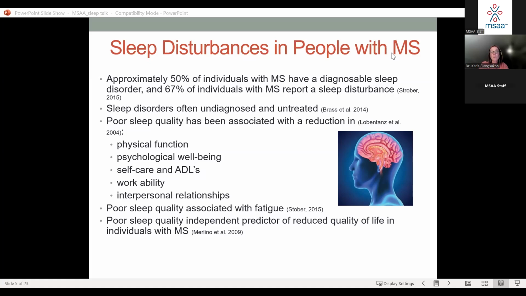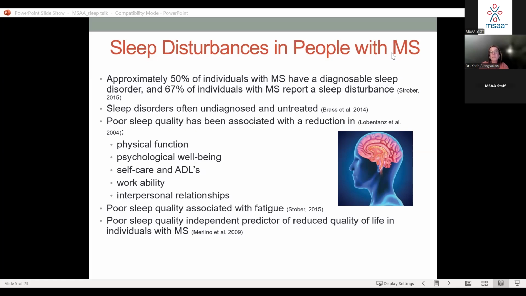Poor sleep has been associated, for people with MS, with a reduction in physical function, psychological well-being, ability to perform self-care activities, as well as activities of daily living. It also negatively impacts ability to work, as well as interpersonal relationships. And fatigue, as many of you likely know, is a very common issue in people with multiple sclerosis. We know that poor sleep quality is significantly associated with fatigue as well.